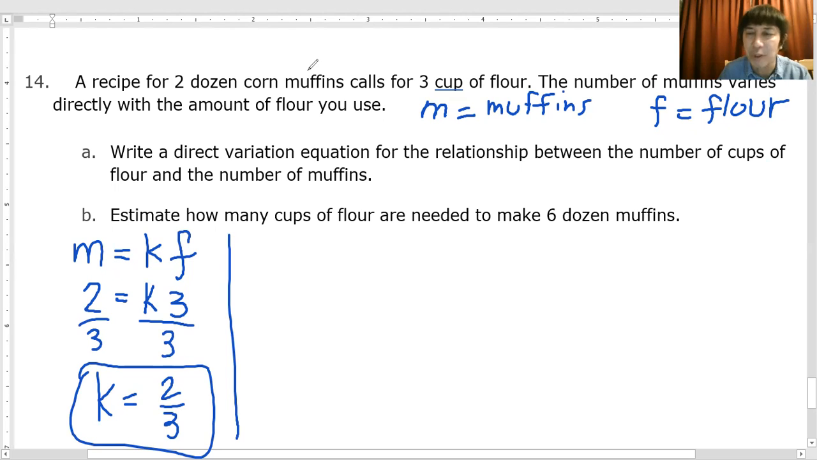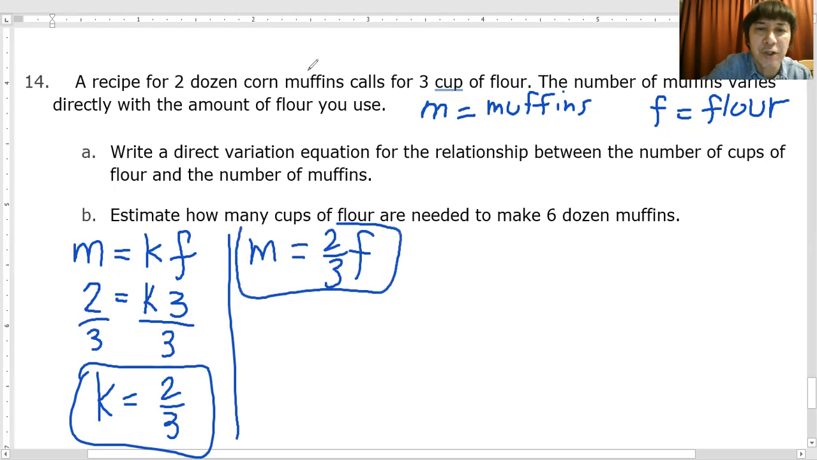We now have our working equation. M is equal to KF. Now it's M equals 2/3 F. And here's our working equation. This is the answer for letter A. Letter B, estimate how many cups of flour are needed to make 6 dozen muffins. All right, so our units did not change. Dozens and cups. So there's no need for any adjustments here.